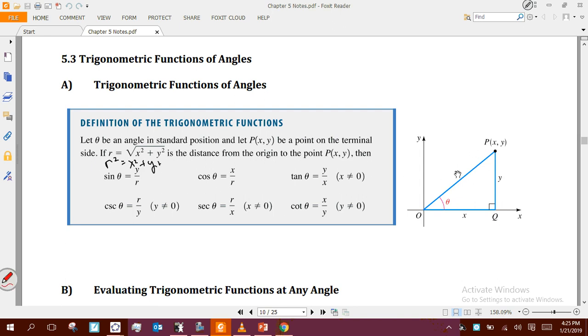So hopefully you see it. They're just using the Pythagorean theorem. If I can find that distance right there using the Pythagorean theorem with x and y, which are essentially the coordinates of point P, then I can come up with sine, cosine, and tangent being defined through the use of just x, y, and r.